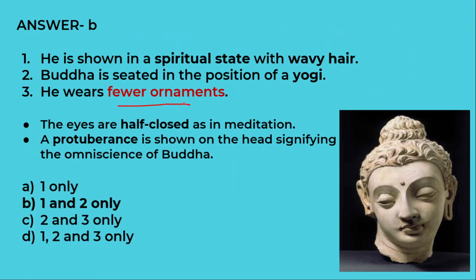He wears fewer ornaments, and yes, the eyes are half closed as in meditation. You can see in the figure, the eyes are half closed and a protuberance is shown on the head, which is signifying the omniscience of Buddha. So 1 and 2 only, that is B option is the correct answer. I have given you some additional points also, that the eyes are half closed, etc.